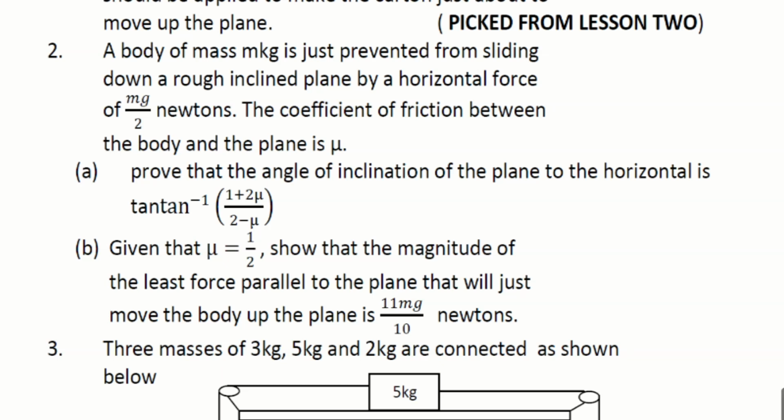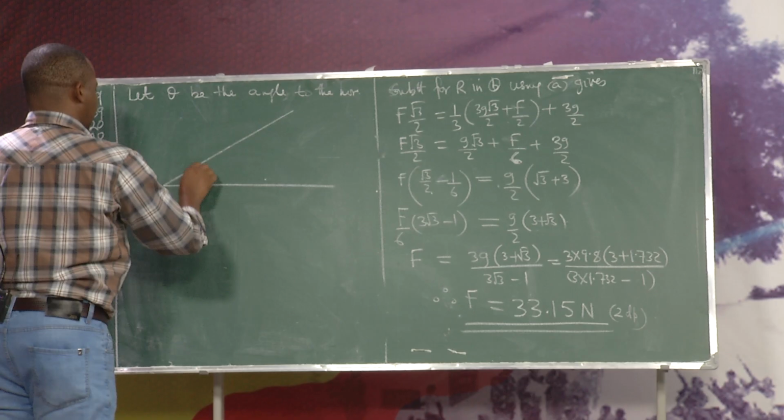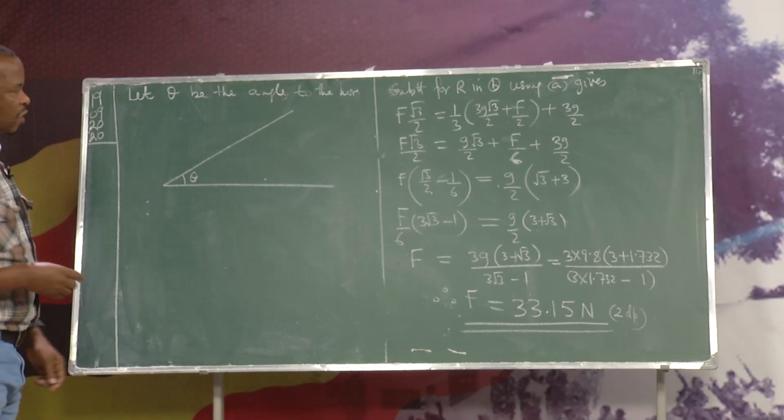That should just be the arctan. That tan should be removed for those who are following. So we want to show that the angle is actually the arctan. So if we let that angle be theta, let theta be the angle we are looking for, the angle to the horizontal. We will make our sketch and let this be the theta which we need to show is equal to that.